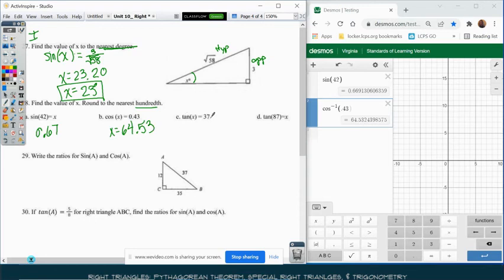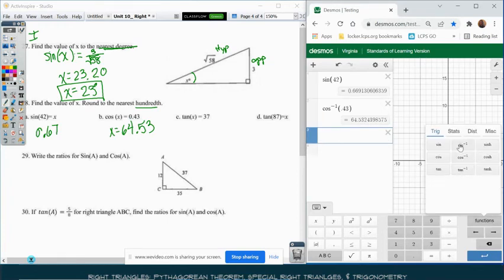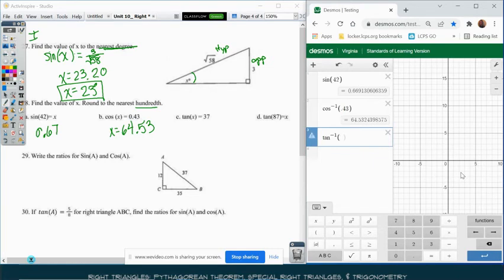Part C: tangent of x equals 37. Again, x is my reference angle, so I'm doing an inverse problem. Under my functions menu, choose from the middle column where I see my function with a -1. So the inverse tangent of 37, and there we go. Find that x value now. This is 88.45 degrees for us.